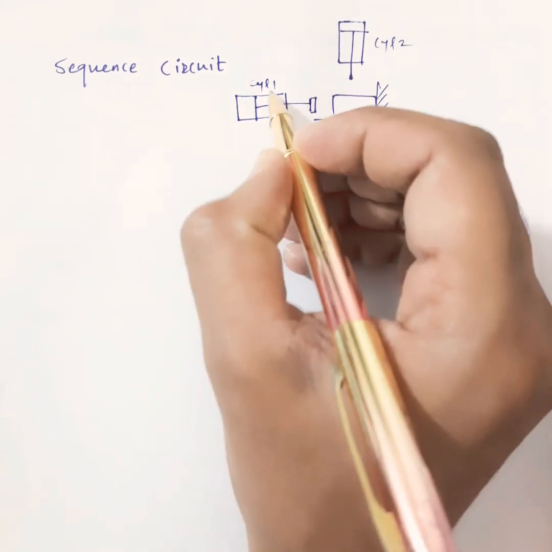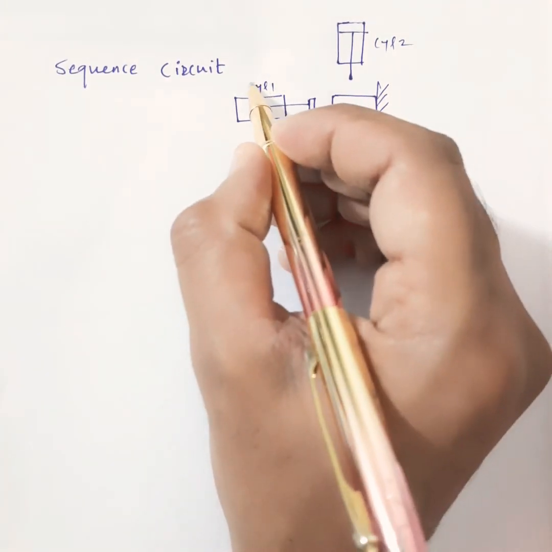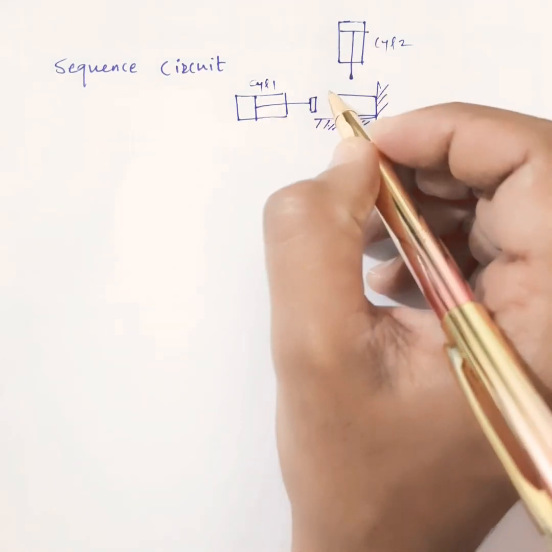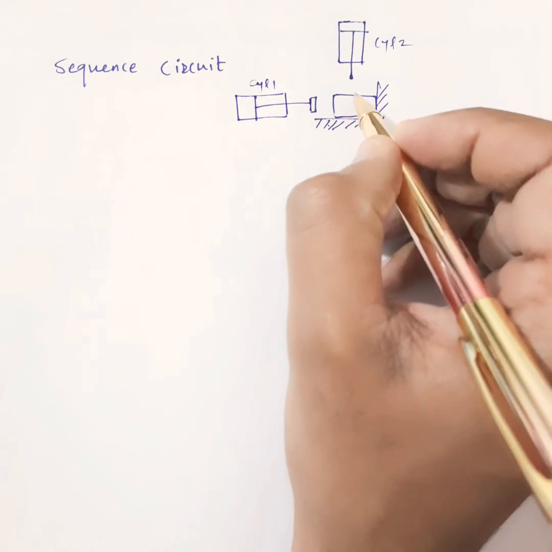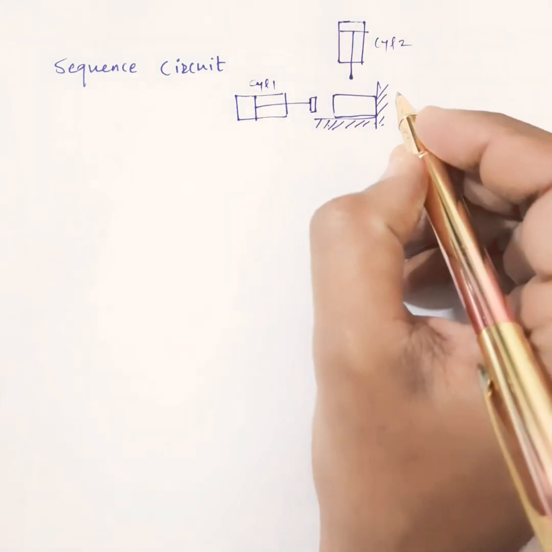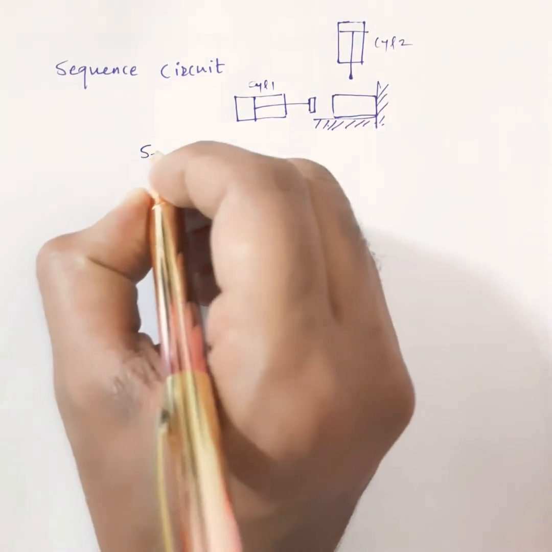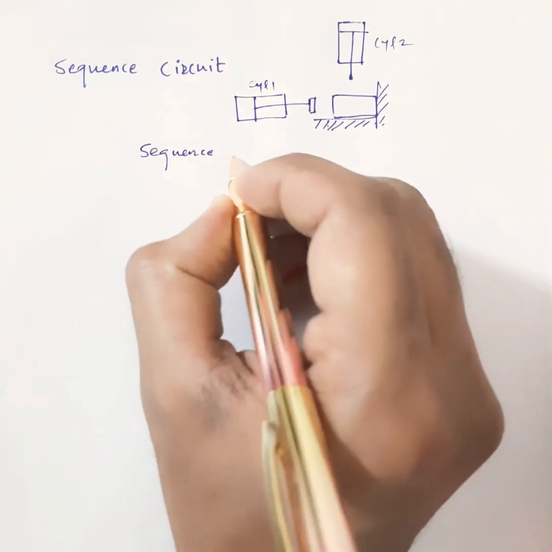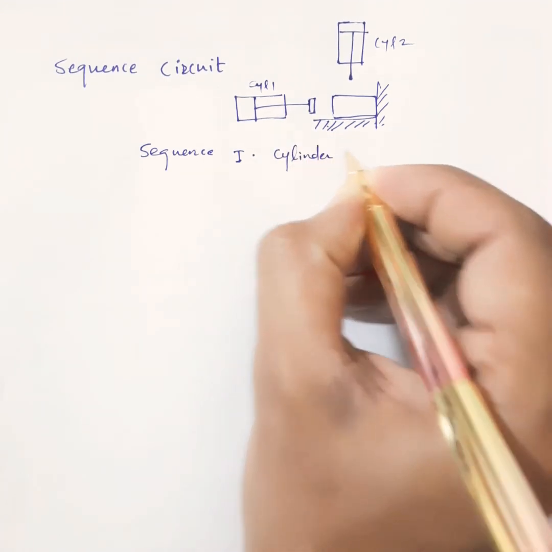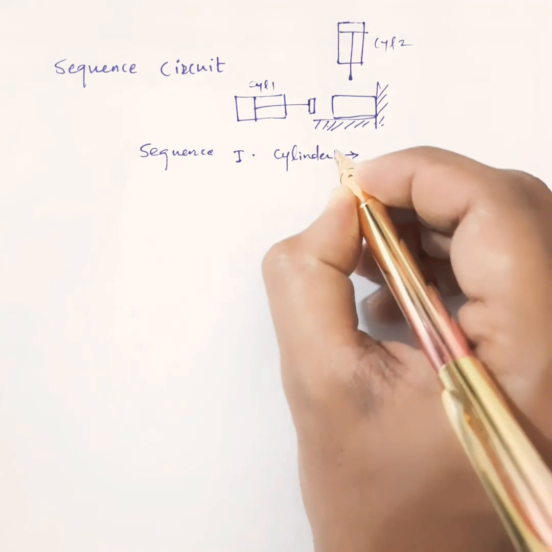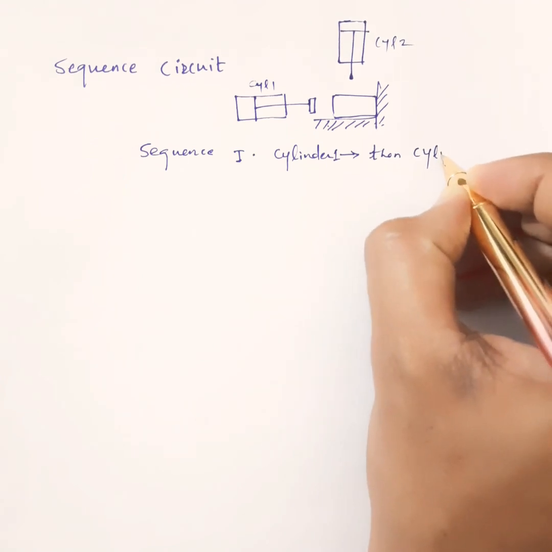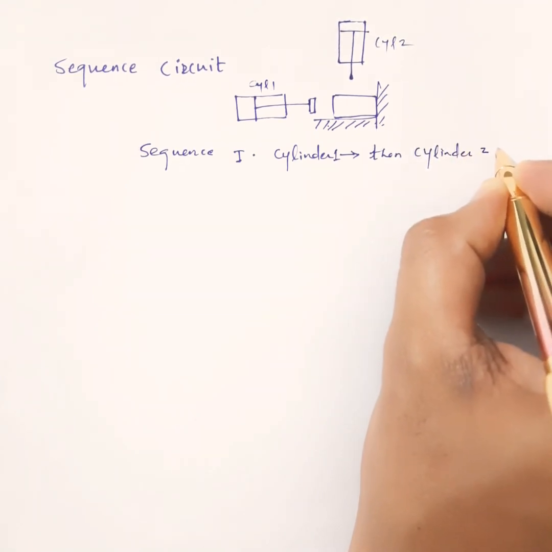So your cylinder 1 should move first. You should supply the fluid to cylinder 1 first, and then cylinder 2. This is your forward sequence, and after that the reverse sequence should be cylinder 2 retracts, and then cylinder 1 retracts. In this way you need a sequence. The first sequence is that cylinder 1 should extend, and then cylinder 2 should extend.